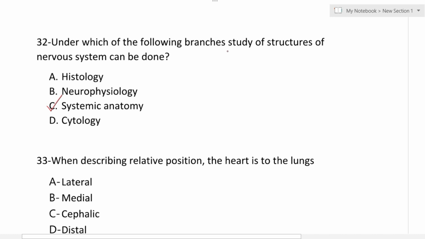Why? Because it is the study of structures, so that is anatomy, and it is the study of the nervous system, so systemic anatomy. Why is it not neurophysiology? Neurophysiology is related to physiology, that is function. It is the study of functions of the nervous system.